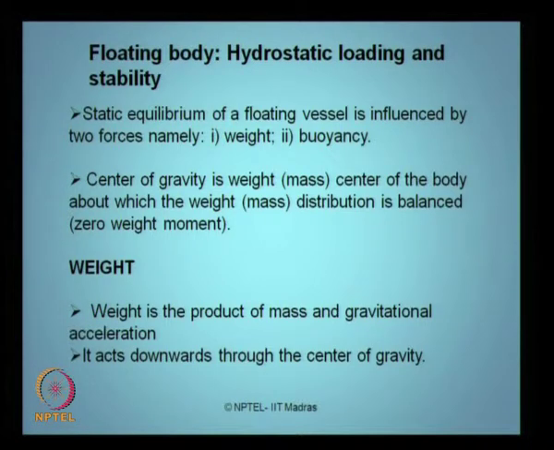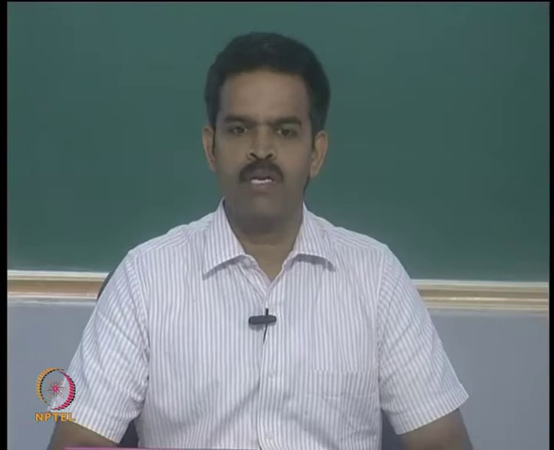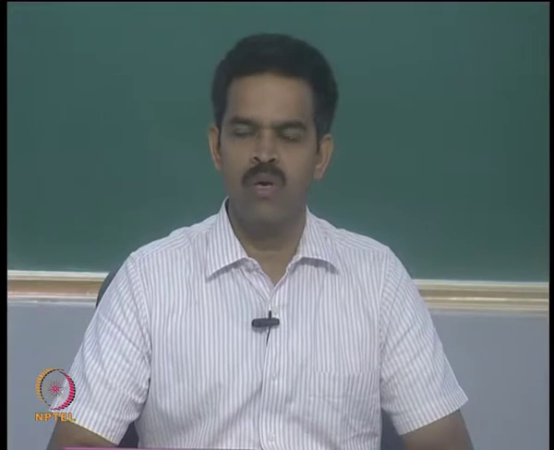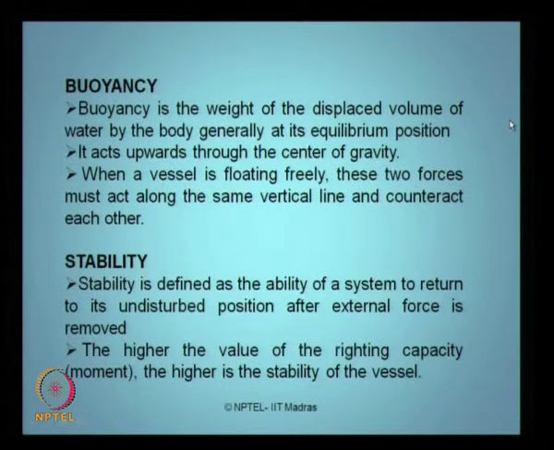Now what is weight? Weight, as we all understand, is simply the product of the mass of the body and gravitational acceleration. It always acts downward through the point we call the center of gravity of the system. Buoyancy is the weight of the volume of water displaced by the body, generally at its equilibrium position. It acts upward through the center of buoyancy. When a vessel is floating freely, these two forces must act on the same vertical line, collinear, and counteract each other for a perfect equilibrium.